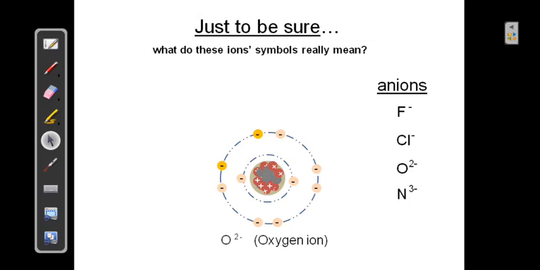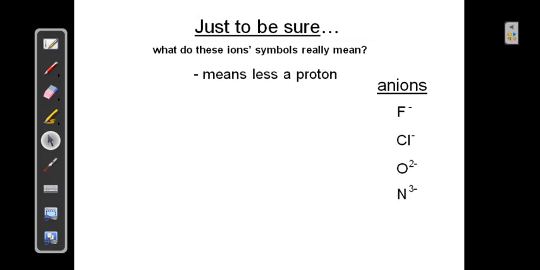Just like fluorine with a single negative charge, and chlorine, also with 1 negative charge. It simply means that they have 1 proton less. Like nitrogen having 3 negative, so the nitrogen ion has 3 protons less. That is what it really means. So 2 negative means 2 protons less, 3 negative means 3 protons less, and 1 negative simply means 1 proton less.